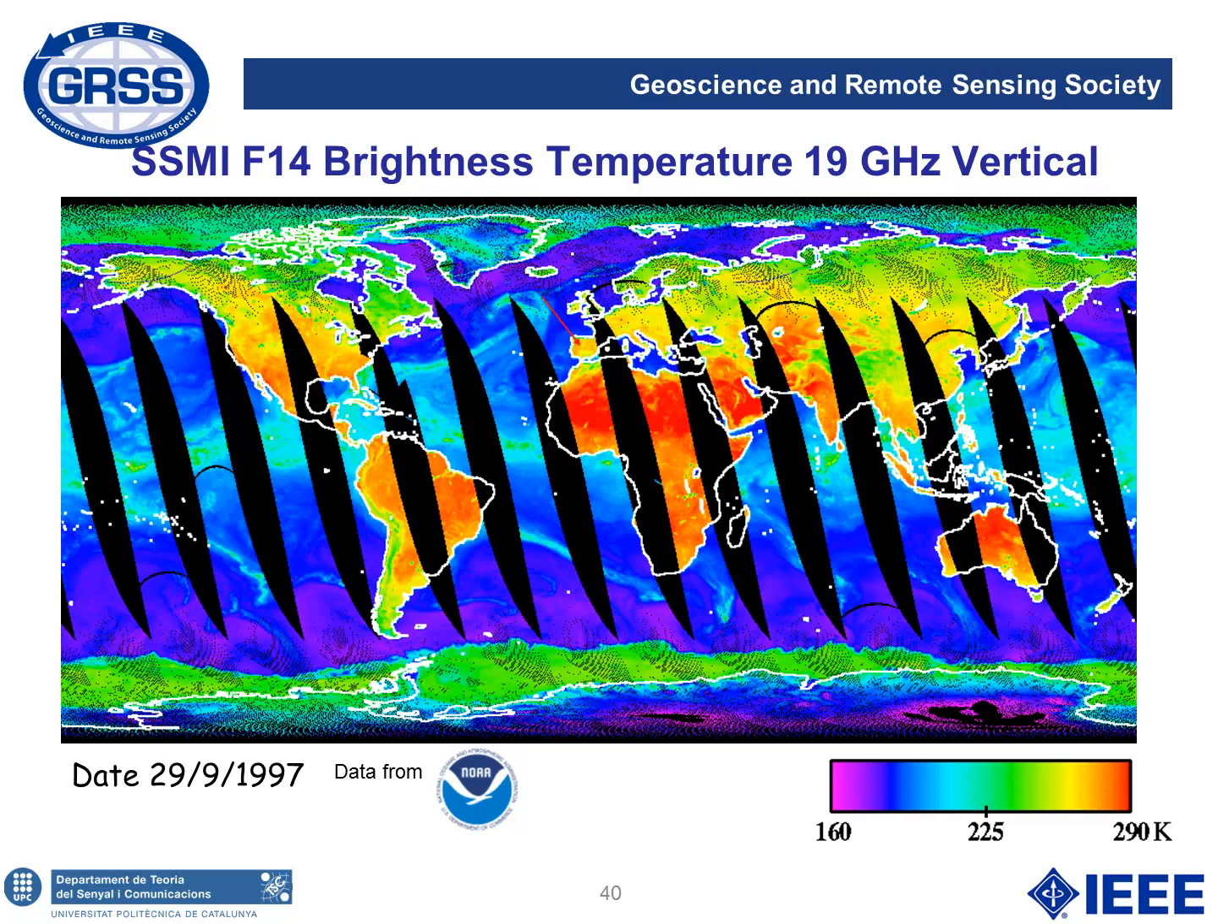Let's take a look at one of these images. This is a brightness temperature image obtained by the SSMI sensor on board the F-14 satellite from NOAA. The brightness temperature image is calibrated in Kelvin. You see here the scale.